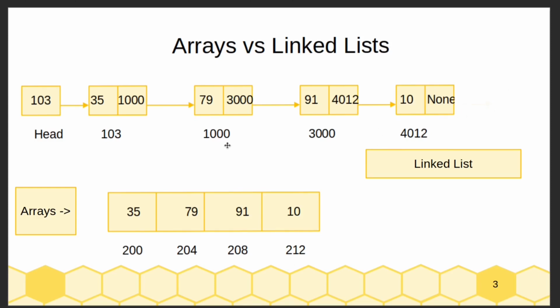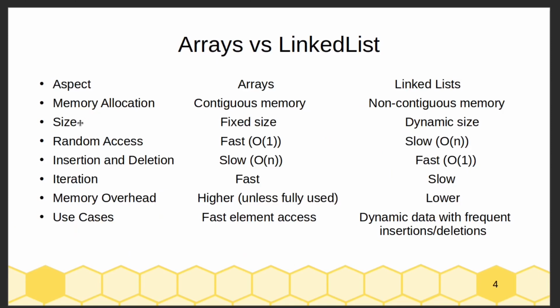So you can see these address locations are not contiguous. It means in our memory we might have a location 3004, and we might have stored something else there. So it's not necessary that we allocate the memory locations contiguously in a linked list, but it's mandatory in arrays.